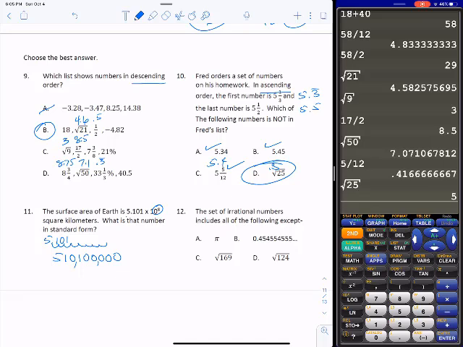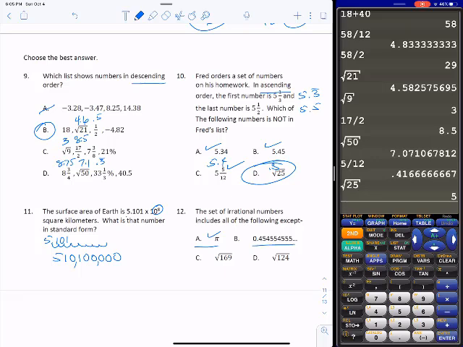Okay, and then the last one says the set of irrational numbers includes all of the following except. Well, we know pi is the most famous irrational, so that one is irrational. Then 0.445455555. Even though we see that there's a pattern, there's not a consistent pattern. It's not like 0.45454545. So if it's not consistent, that means this one's irrational.